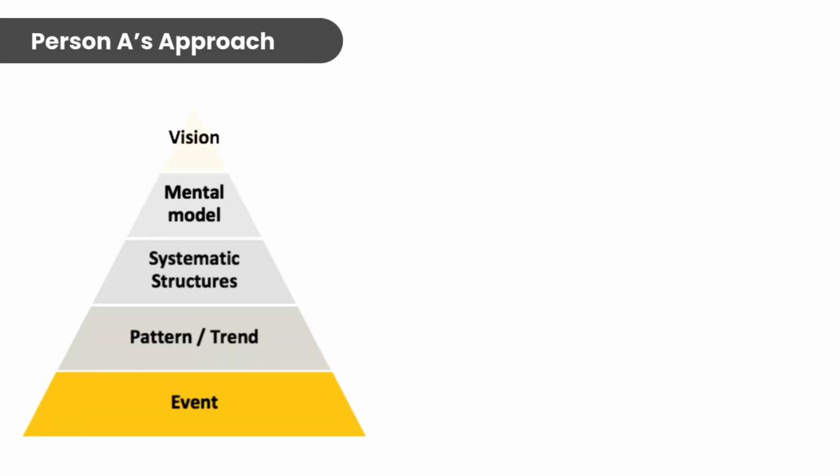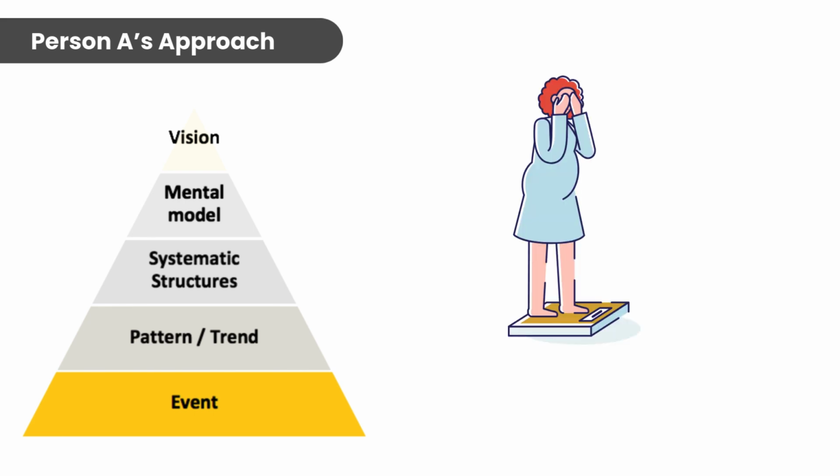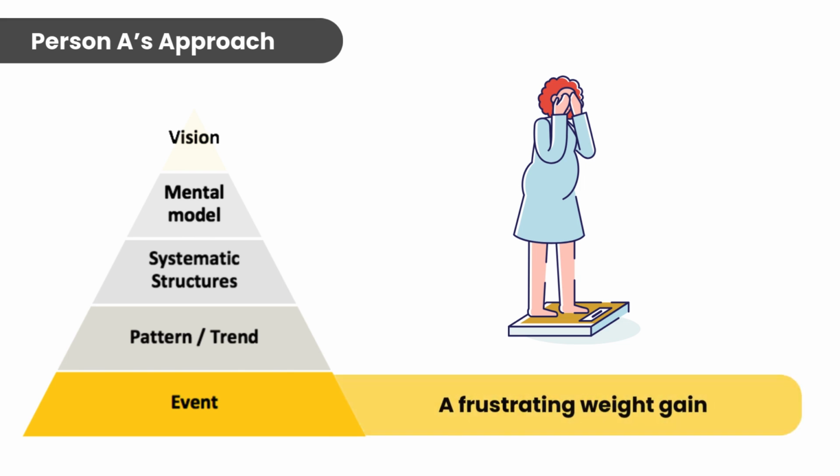Sounds good. So, at the event level, what's a common experience someone trying to lose weight might have? Well, a key event for person A was that they stepped on the scale one morning and saw they had gained a pound, even though they felt like they were trying hard. This can be discouraging. Okay, so that's the immediate event, a frustrating weight gain. But is weight loss just about day-to-day fluctuations?